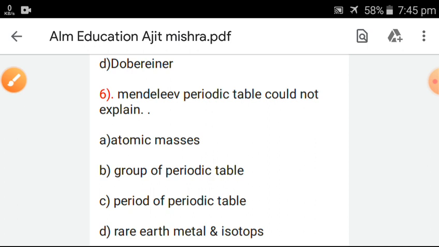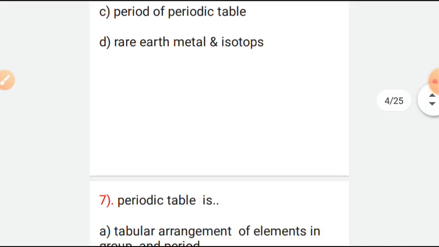Mendeleev arranged the elements on the basis of increasing order of their atomic weight. The modern periodic table was arranged on the basis of atomic number, but Mendeleev's periodic table was arranged on the basis of atomic mass. Mendeleev's periodic table has 8 vertical columns called groups and 7 horizontal rows called periods. But in the modern periodic table there are 18 groups and 7 periods. Next question.